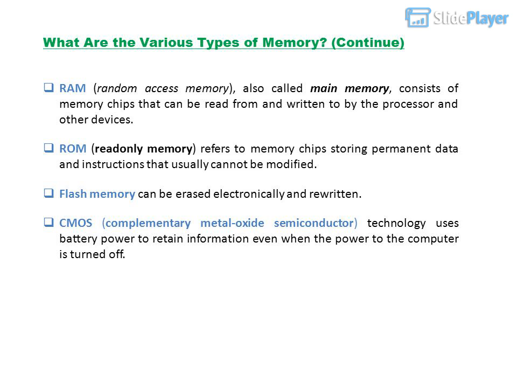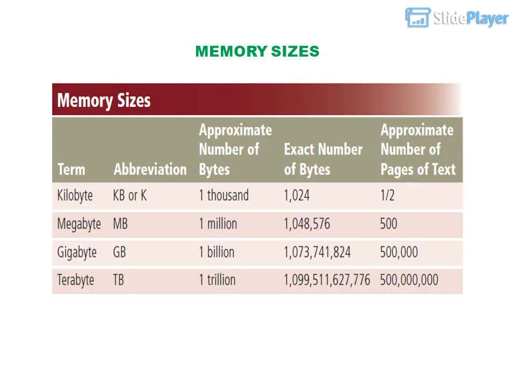ROM, read-only memory, refers to memory chips storing permanent data and instructions that usually cannot be modified. Flash memory can be erased electronically and rewritten. CMOS, complementary metal oxide semiconductor, technology uses battery power to retain information even when the power to the computer is turned off. Memory sizes.